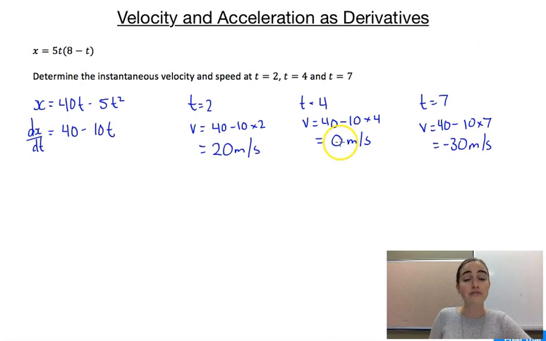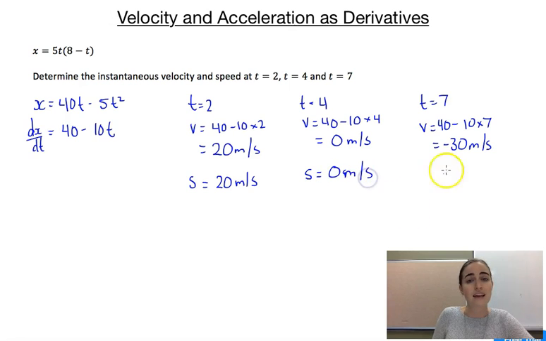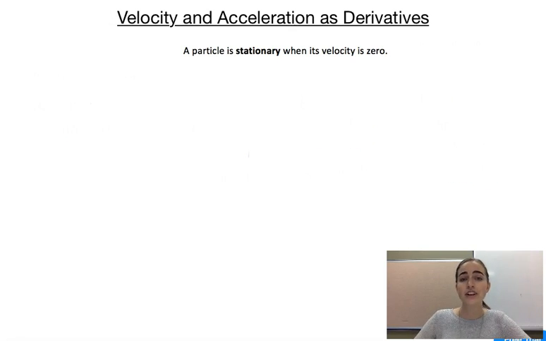So that's answered the first half of our question to find the instantaneous velocity, but we also want the speed. So for each of these, the speed would be the absolute value. The absolute value of 20 is just 20 meters per second. The absolute value of 0 is just 0. So those two stay the same. But this last one, the instantaneous speed there would be the absolute value of minus 30, which will just be 30 meters per second. The next thing we need to look at is stationary points.